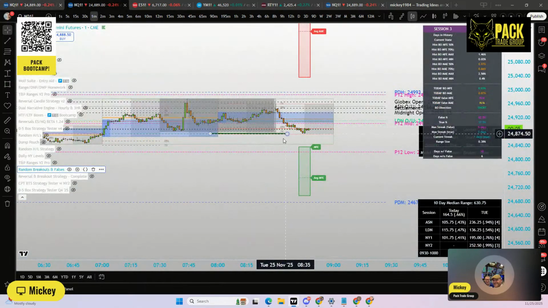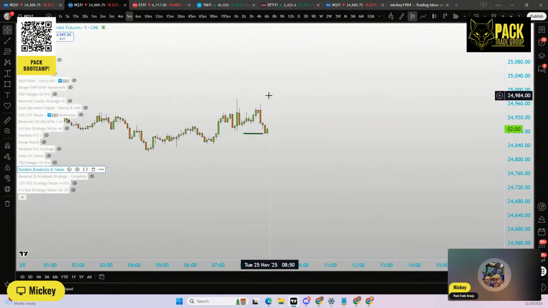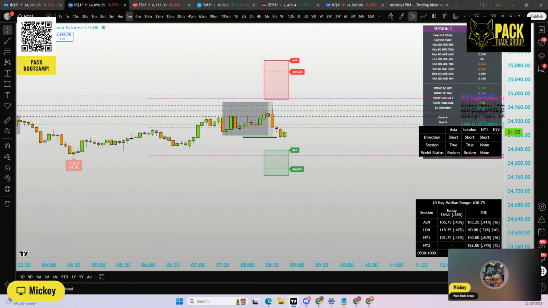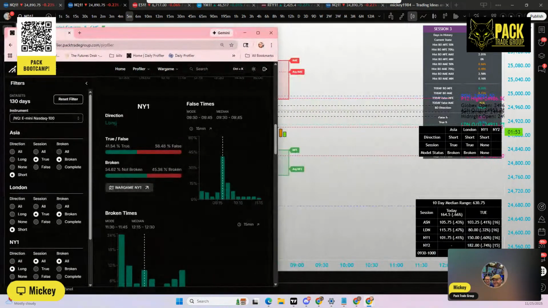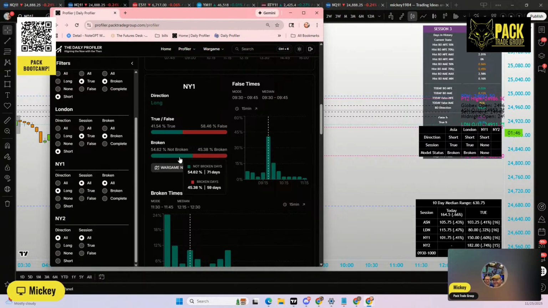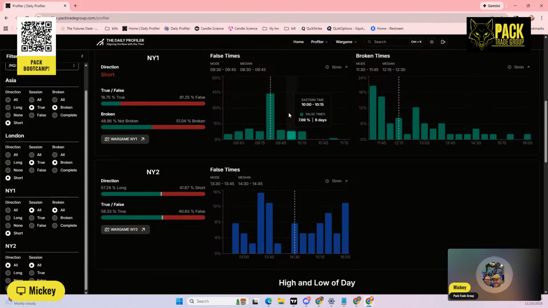All right, coming over to the daily profile. Let me get this set up. 5-minute chart. We can see that we had short true broken, right? We had long, right? In this case, now we had short. We went short out of New York 1, 7:30 to 8:30. Right, we can see there's an 81% probability of false versus 18% true, right? So we're going to select false.